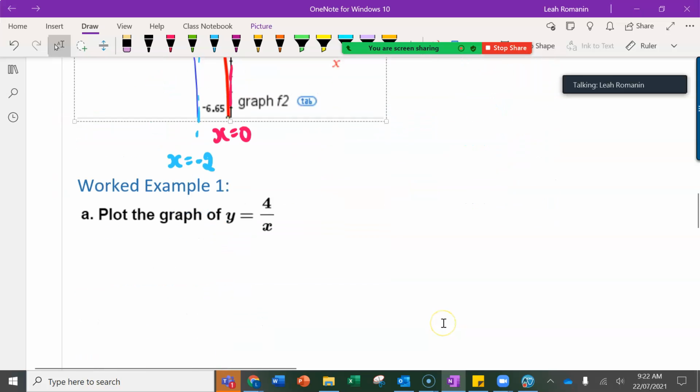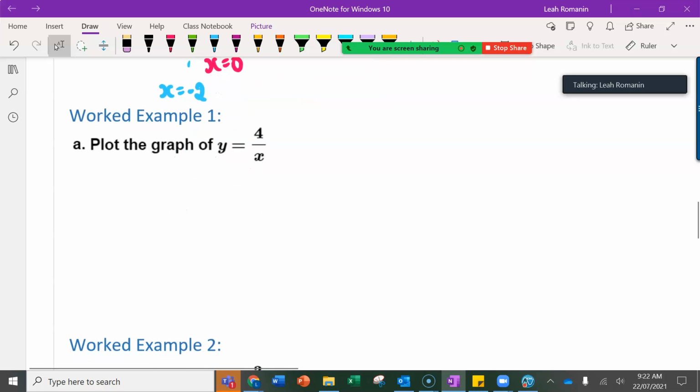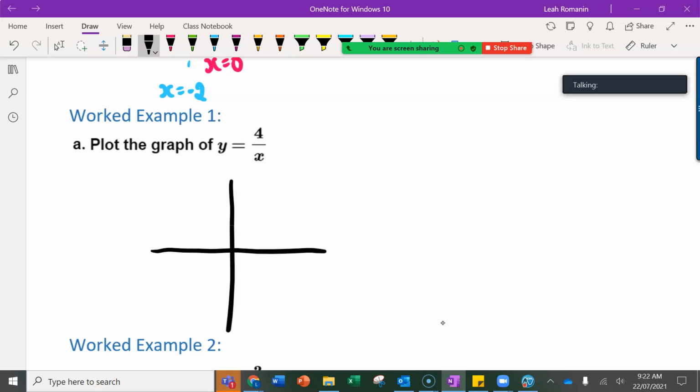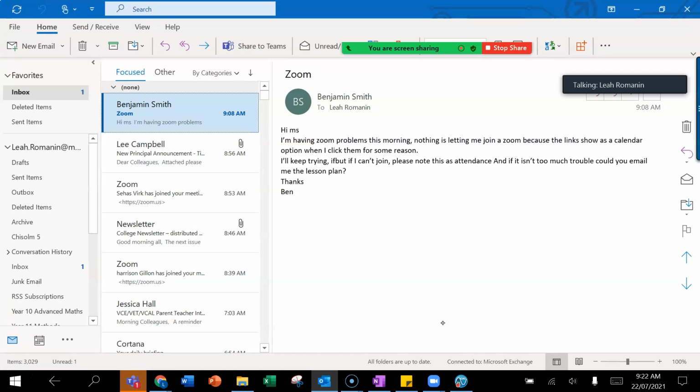So let's put that into practice with a few examples, and I do have an example of each one, so don't worry. Okay, so I need to plot the graph of y equals 4 over x. So drawing my axis. Now, as I said, I always like to put in my asymptotes first. Sorry, I'm just flipping my laptop to make life easy for me.